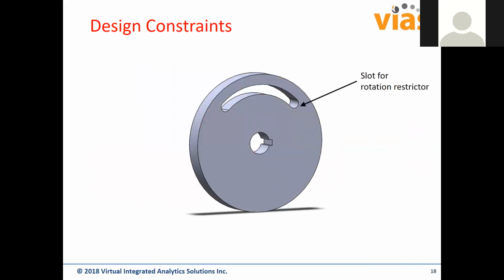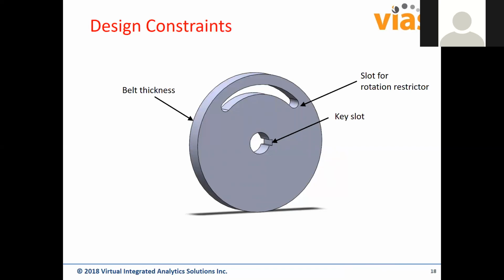We have to maintain this slot for this rotation restrictor, which allows the arm to move about the elbow. We need to keep the key slot for the motor for the power transmission to go through. And finally, we want to maintain a thickness so that the belt sits snugly over the system.